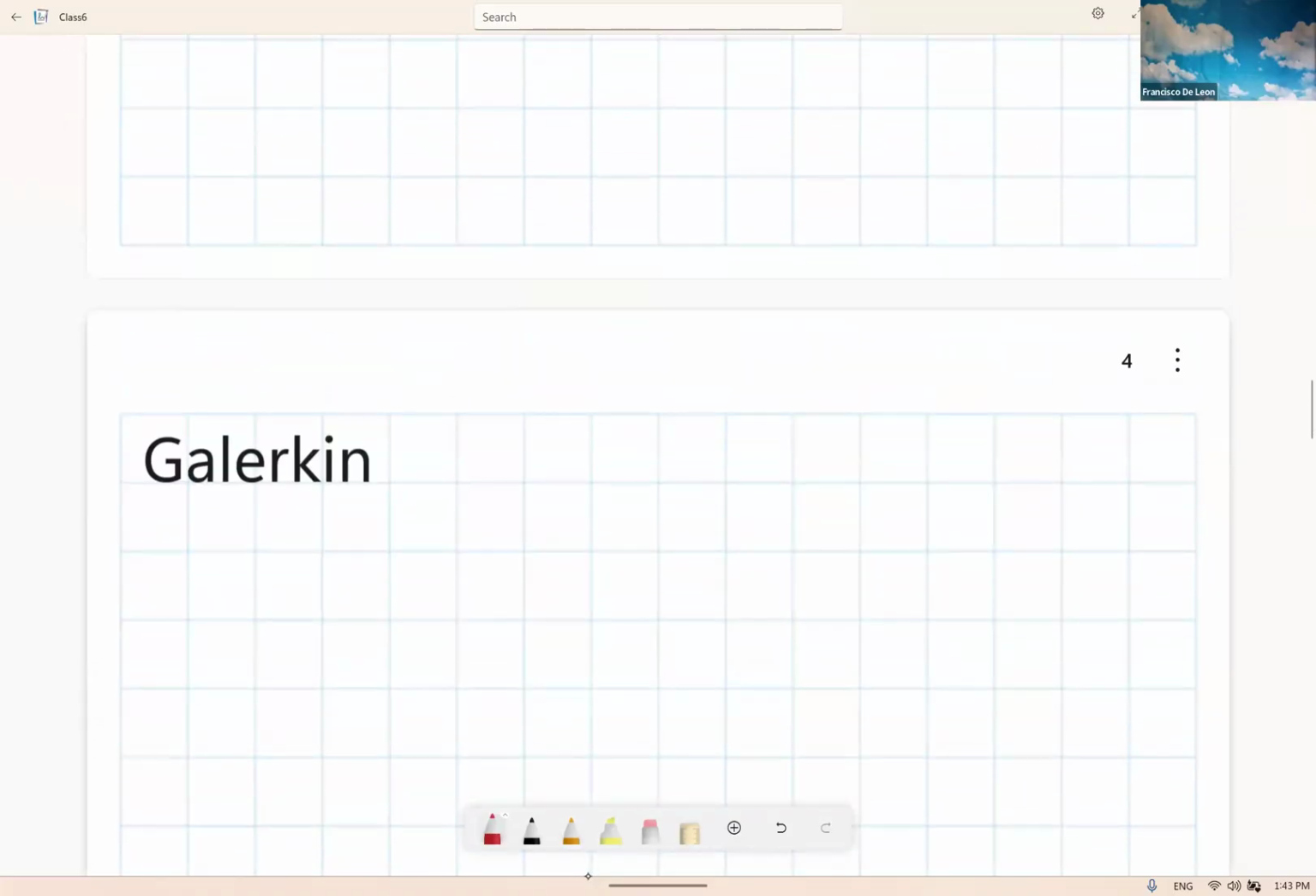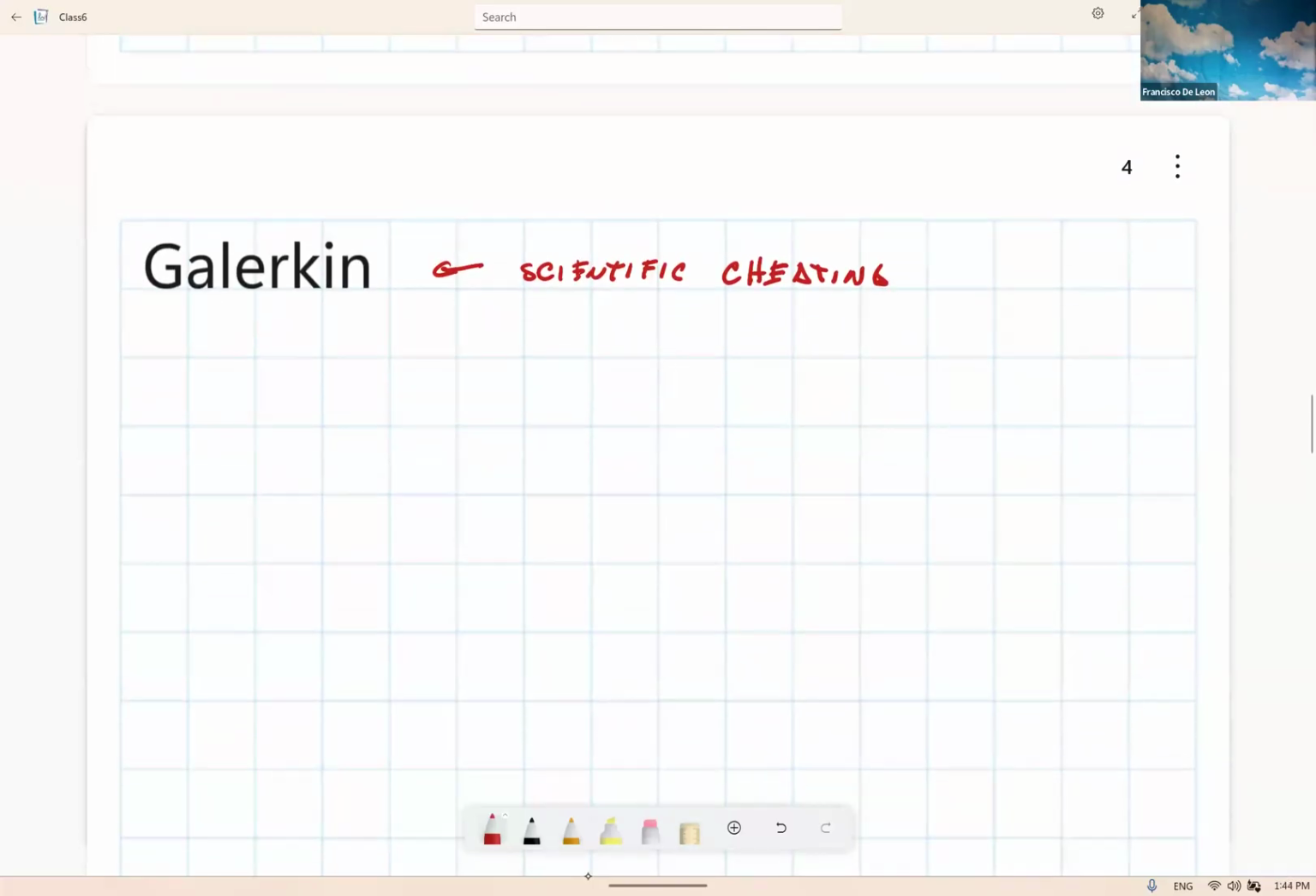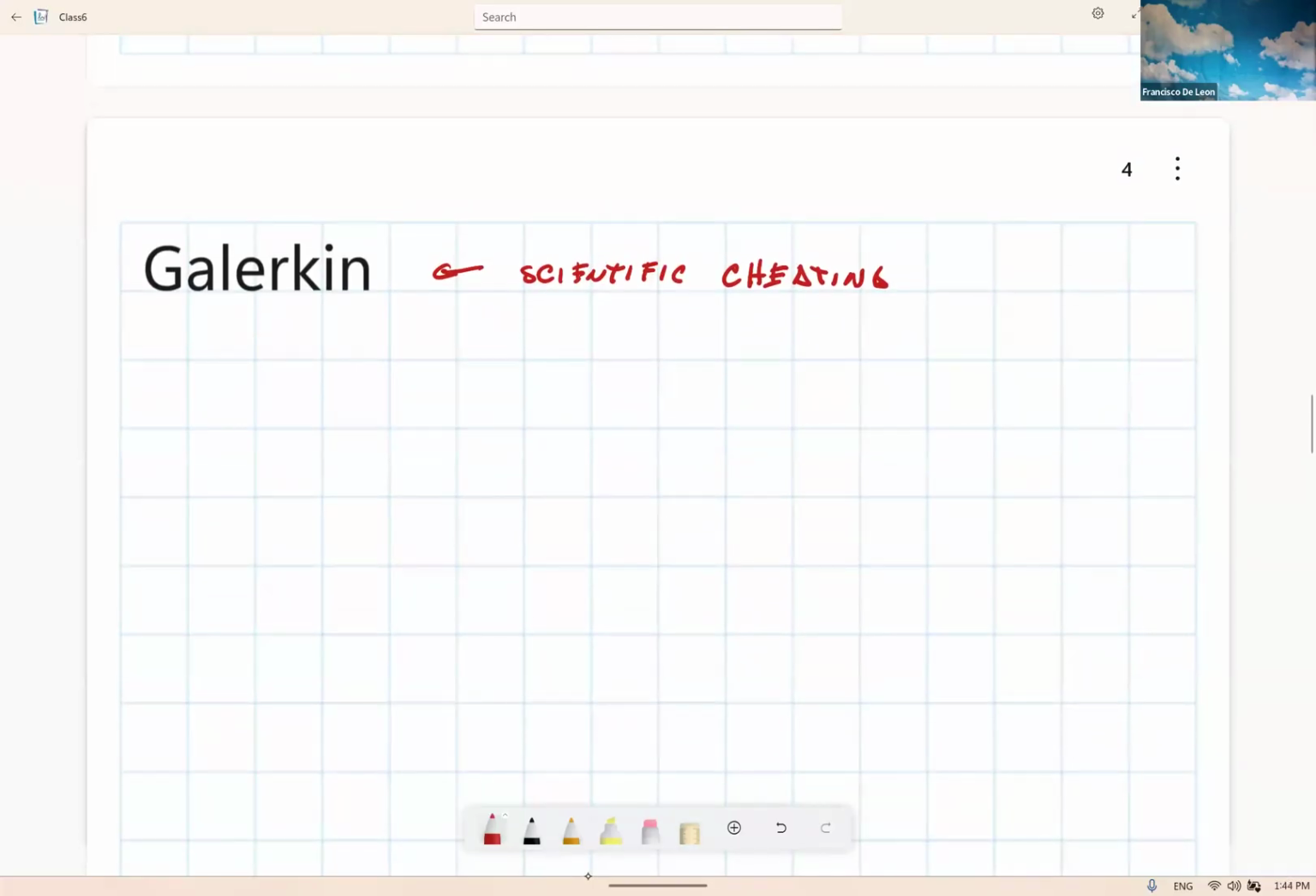And I'm going to use Galerkin. Another name for Galerkin is scientific cheating. That's what we're going to do. We're going to cheat, but scientifically, so that you can accept the cheating.